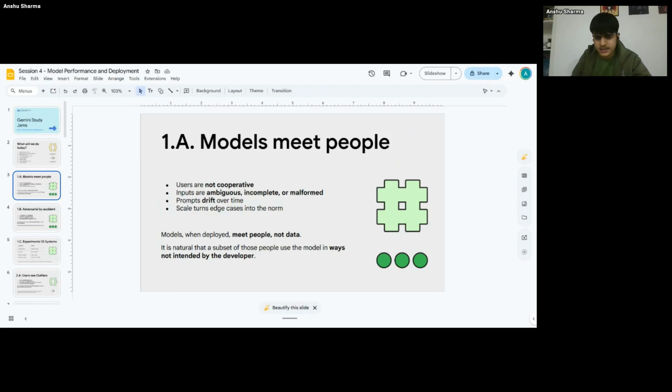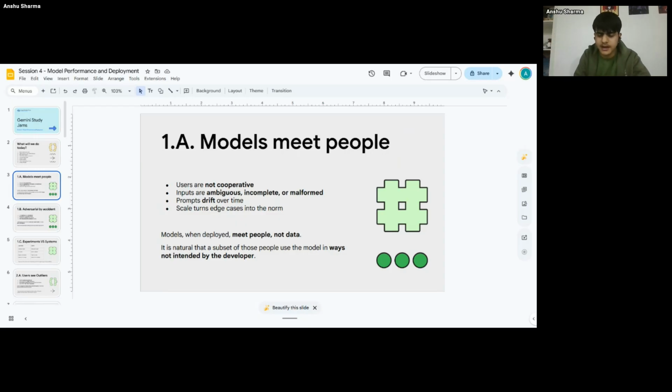So users are, as it's written in the points, non-cooperative, right? By default we assume that whoever is using our model is trying to break our system, because that is a good practice, and that is what makes robust systems. And inputs are ambiguous, incomplete, or malformed. So we are taking the worst-case assumption that whoever my user is, is trying to break my model, maybe not with malice, just out of ignorance, but they are not cooperative with what the model ideally should work with, and inputs are not ideal.